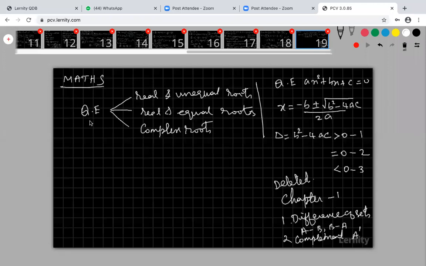Quadratic equation. What happened, Ajitesh, Harish? Lakshan, Vijay, what is your doubt? Which chapter? Lakshan, what is your doubt? Which chapter are you asking?